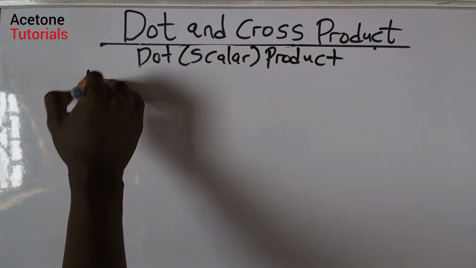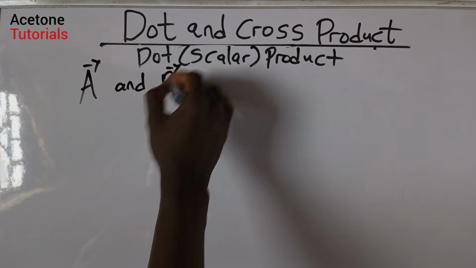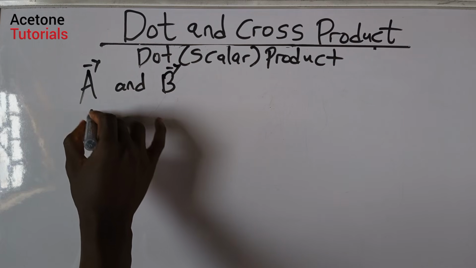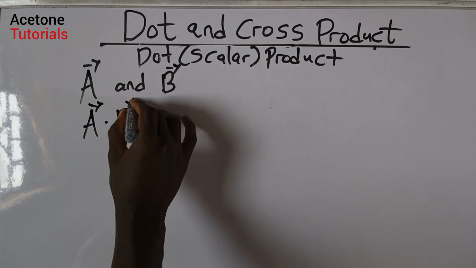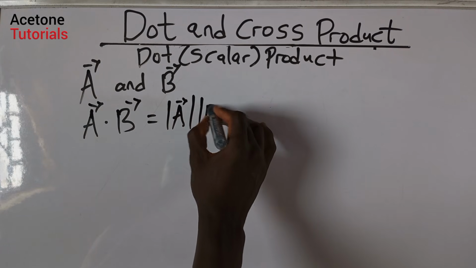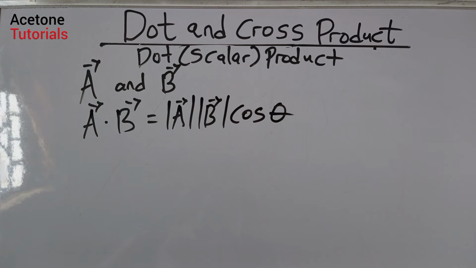If we have two vectors, vector A and vector B, the dot product of vector A and vector B is written as A dot B equal to the magnitude of A multiplied by the magnitude of B multiplied by the cos of the angle between them. So this is the formula for the dot product: A dot B equals the magnitude of A multiplied by the magnitude of B multiplied by the cos of the angle between A and B.